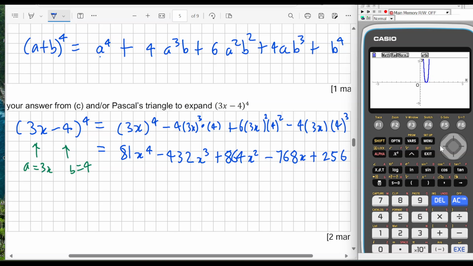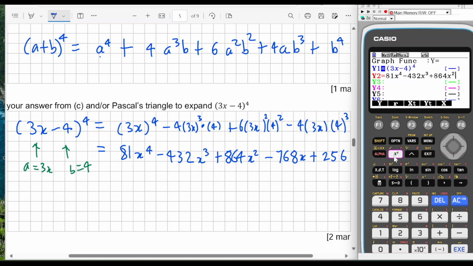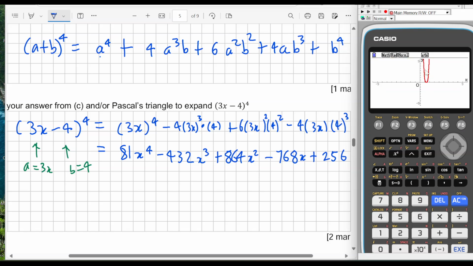And I'm going to graph also what we just got. So that would be 81x to the power of 4, 432x to the power of 3, 864x squared. By the way, if you do this right, your powers of x should drop. 768x plus 256. And we're going to draw that, and then the graphs should go on top of each other. You saw the blue draw first and then the red draw. And if you want to check that, you can turn the graphs on and off by doing select. You'll see the equals sign turning on and off. So if I turn off that red one, I get the blue, for example.